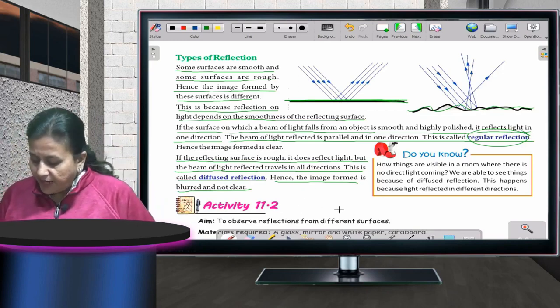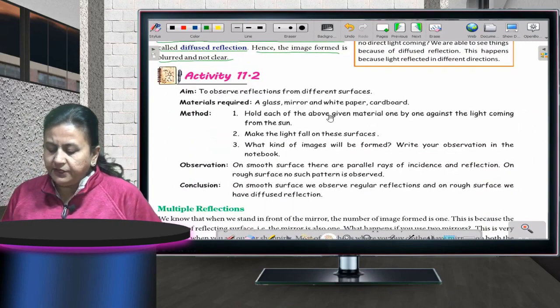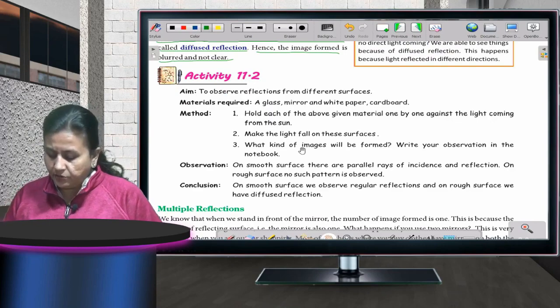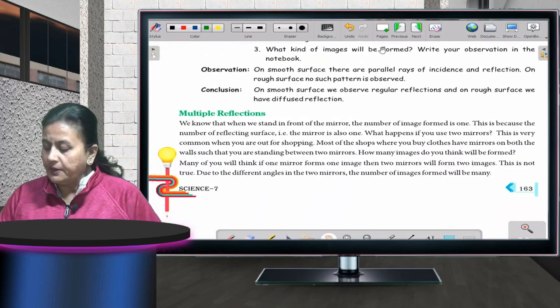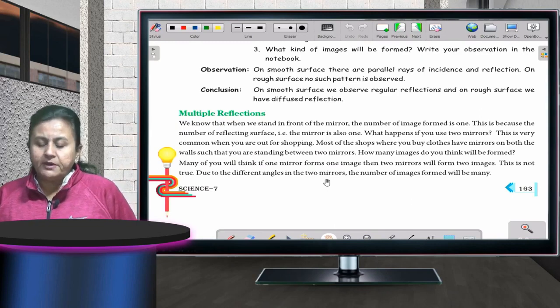This is one more activity which you can just go through. In this activity, they have told you how to observe reflection from different surfaces. Now, I'll tell you about multiple reflection. So, children, let's talk about multiple reflections.